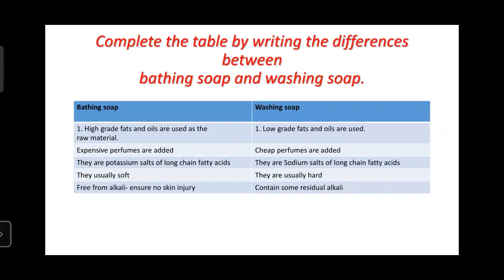Bathing soaps are the potassium salts of long chain fatty acids. Washing soaps are the sodium salts of long chain fatty acids. Bathing soaps are usually soft. Washing soaps are usually hard. Bathing soap is free from alkali, ensuring that there will be no skin injury, but washing soap contains some residual alkali.